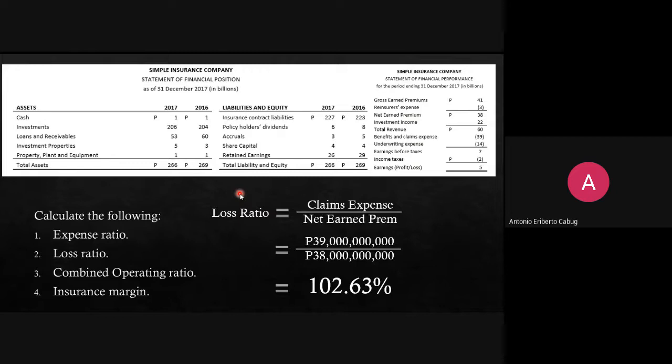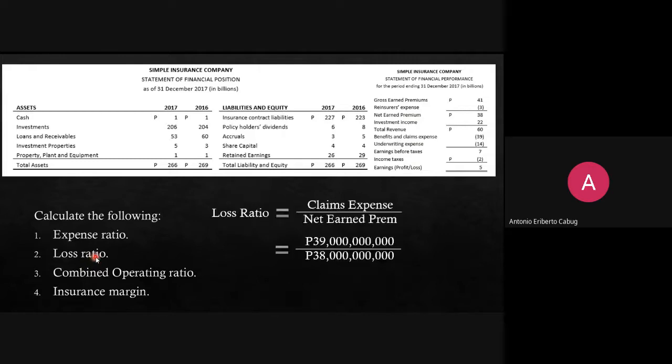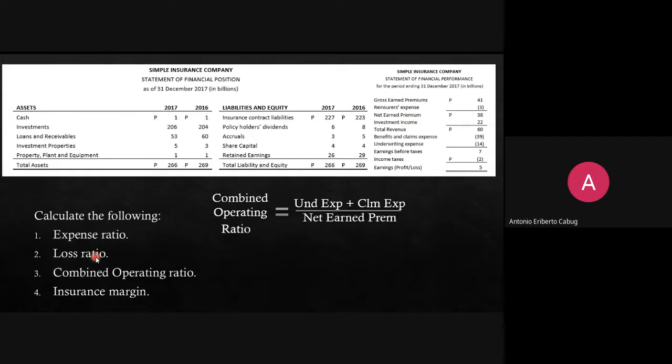The combined operating ratio is simply the total of the expense and the loss ratio. You add up the loss ratio, that's 102.63%, and the expense ratio, 36.84%. You have the combined operating ratio. Okay, anyone? Does anyone have an answer? Ano kaya yan?